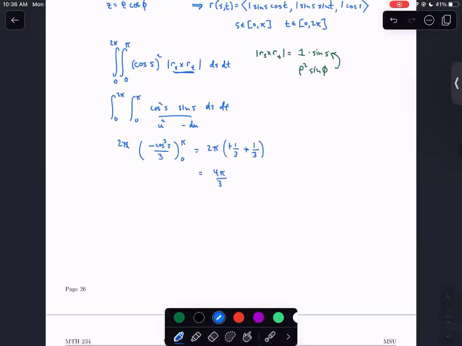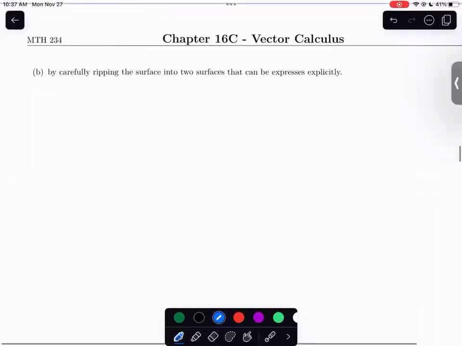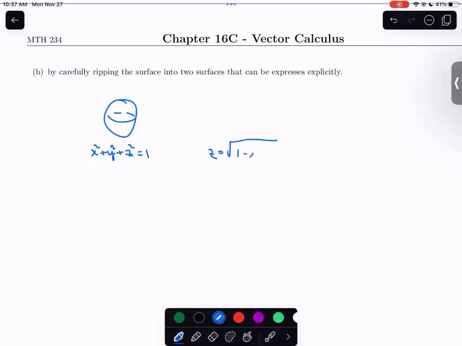All right, so this time though, we're going to carefully rip the surface into 2 surfaces and express them explicitly. As you know, with the sphere here, given by x squared plus y squared plus z squared equals 1, if you tried to solve this as a z equals, you would have z equals the positive square root of 1 minus x squared minus y squared, and z equals the negative square root of 1 minus x squared minus y squared. This corresponds to the top half of your sphere and the bottom half of your sphere.